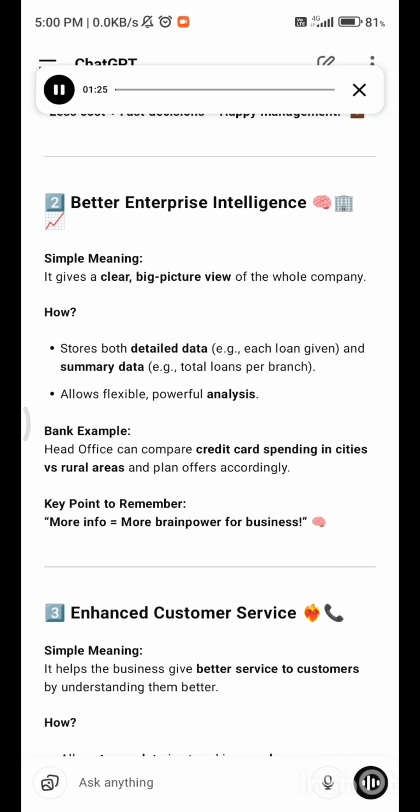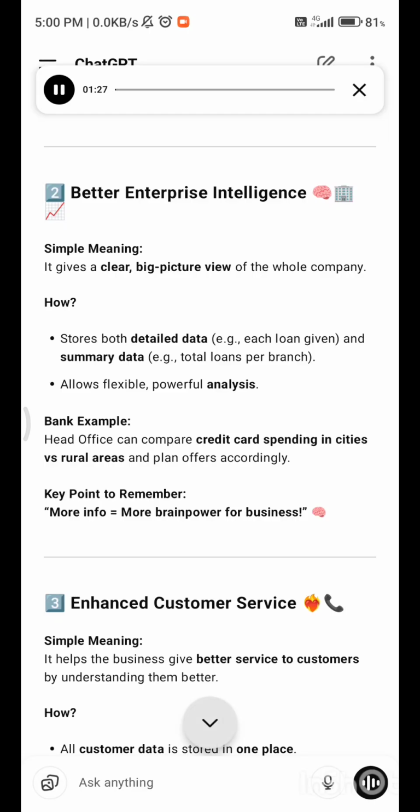Simple meaning, it gives a clear, big picture view of the whole company. How? It stores both detailed data, e.g., each loan given, and summary data, e.g., total loans per branch. This allows flexible, powerful analysis. Bank example: head office can compare credit card spending in cities versus rural areas and plan offers accordingly. Key point to remember: more info, more brain power for business.